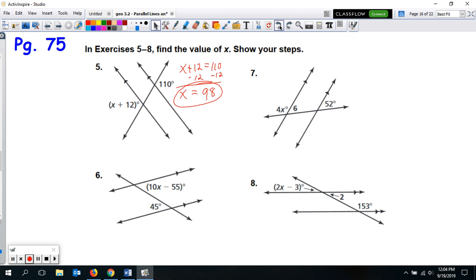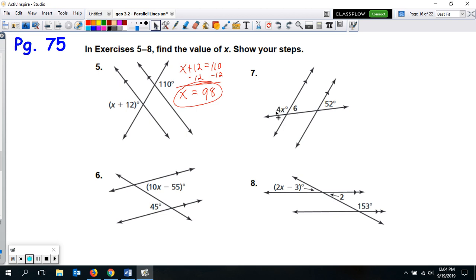Now with number 7, actually, number 6 is right, but I'm doing it again. I'm going to do number 7 next, then we'll come back to 6. So number 7 is showing us that we have a 4x degrees here, a 52 degrees here, and then this is just 6. They just numbered this angle and gave it a number. This is number 6, or angle 6. That's not 6 degrees, it's just given a number. So we're probably going to have to figure out what that is to help us set up our equation.